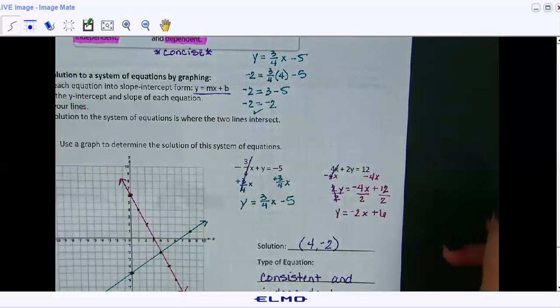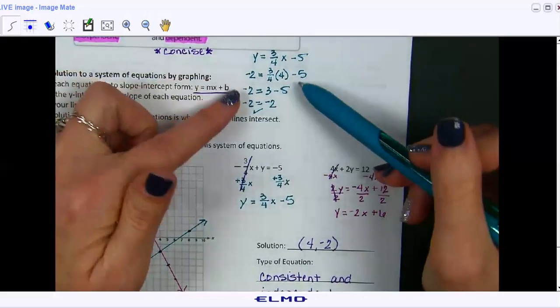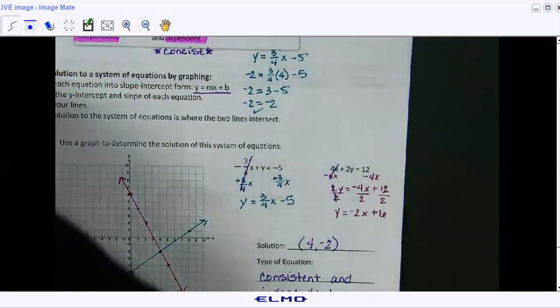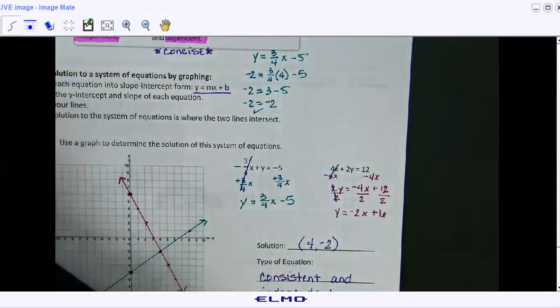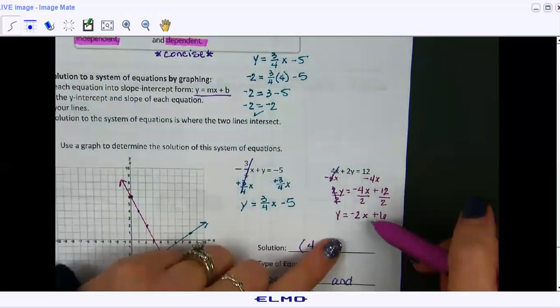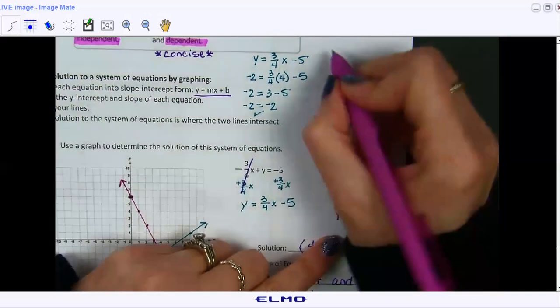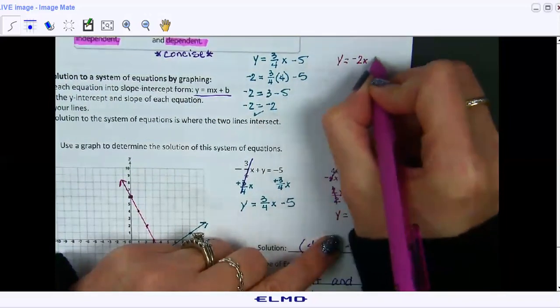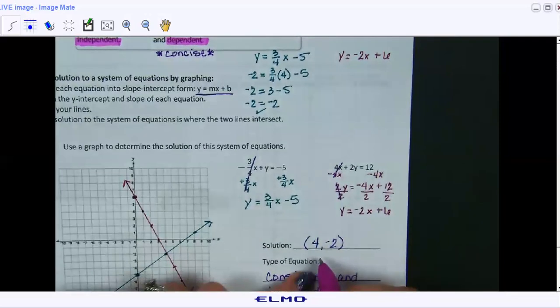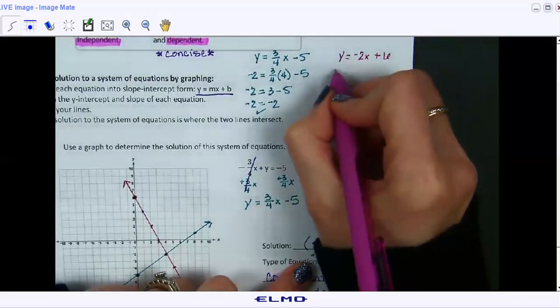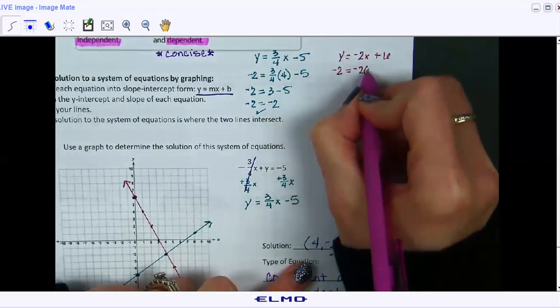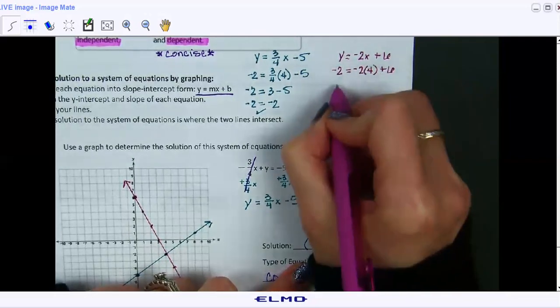But just because it's a solution for this first equation does not necessarily mean that it's going to be a solution for the next. And in order for it to be a solution for both, they both have to come out true in the end. So I'm going to do the same thing for this one right here. Y equals -2x plus 6, and I'm going to plug in my ordered pair. So -2 equals -2 times 4 plus 6.